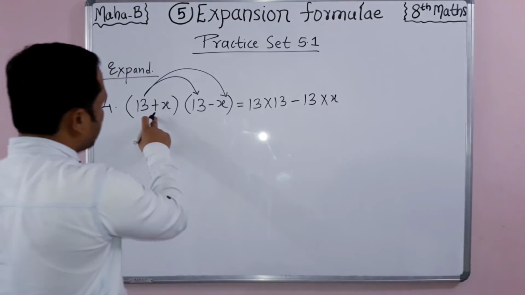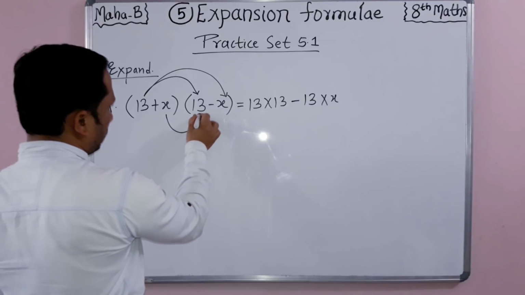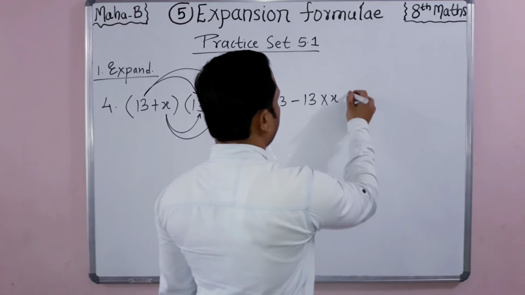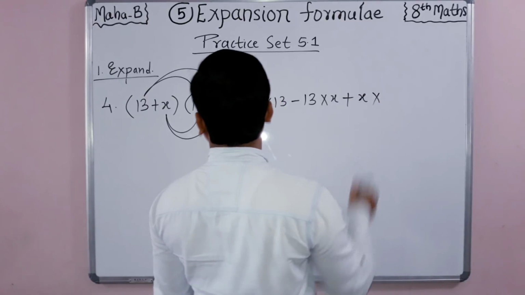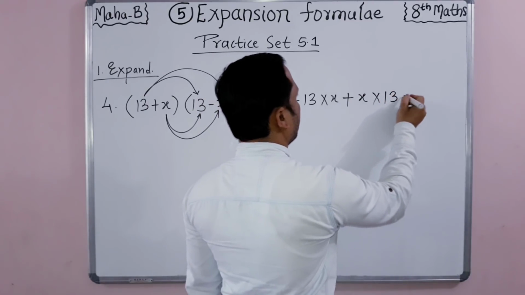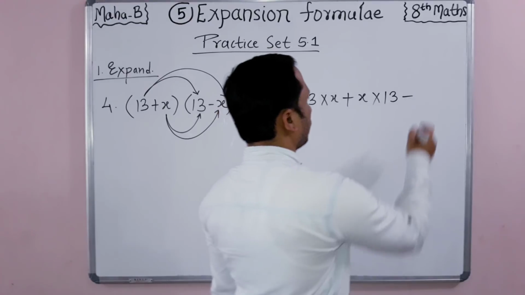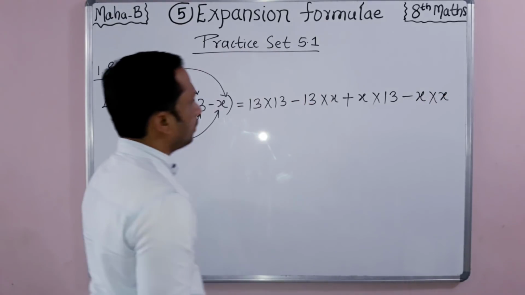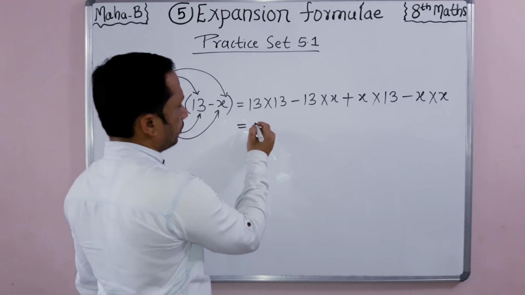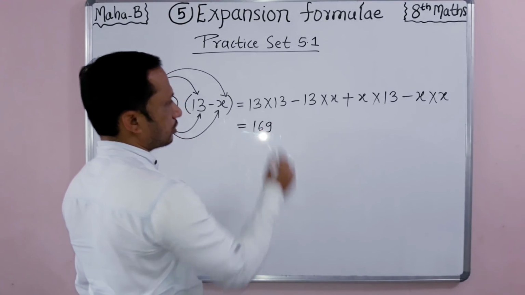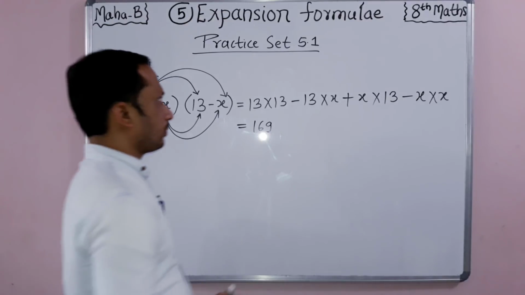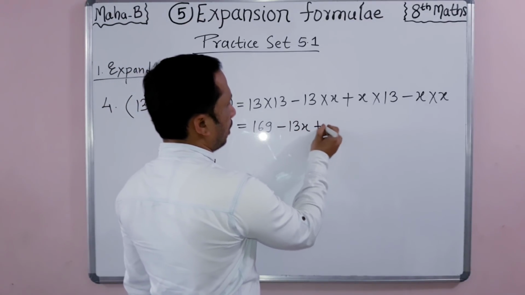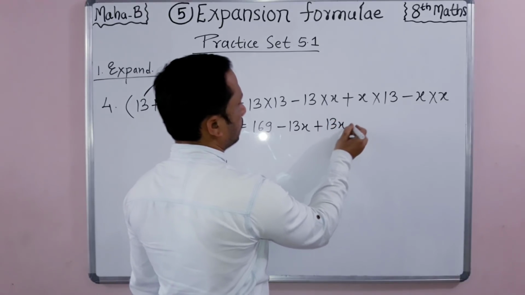Then again plus sign is there, therefore you write the plus sign and then multiply the next pair: x into 13 and minus x into x, which is x square. Now, 13 into 13 is 169. The square of 13 is 169, and minus 13x and plus 13x minus x square.